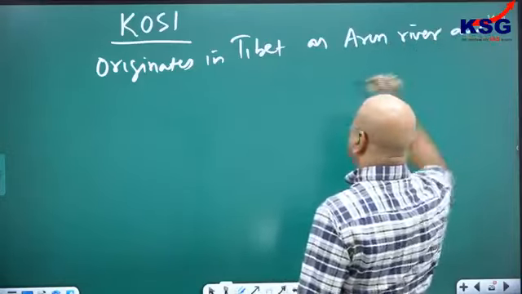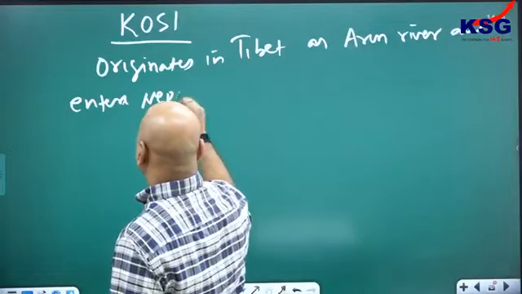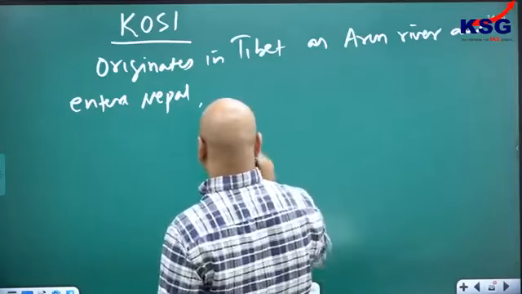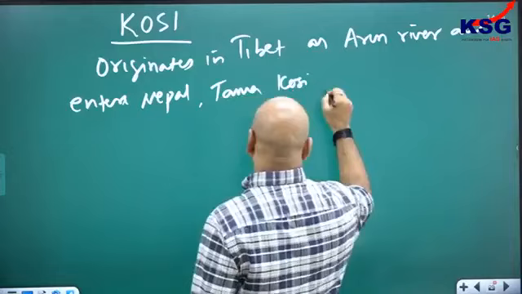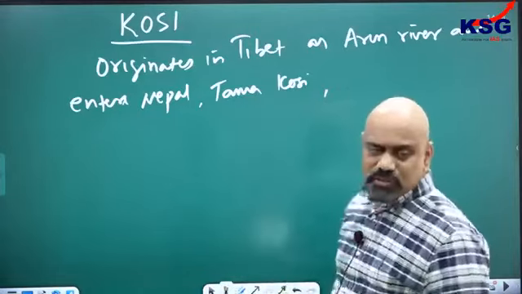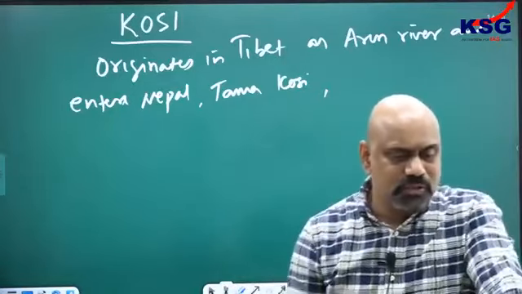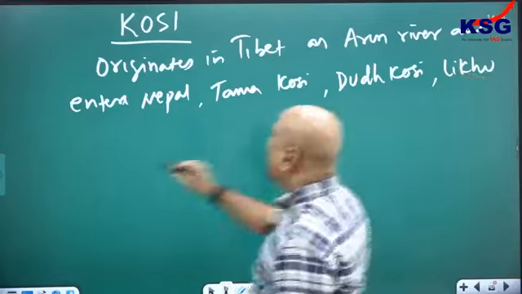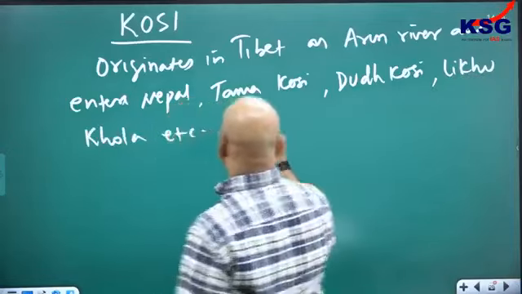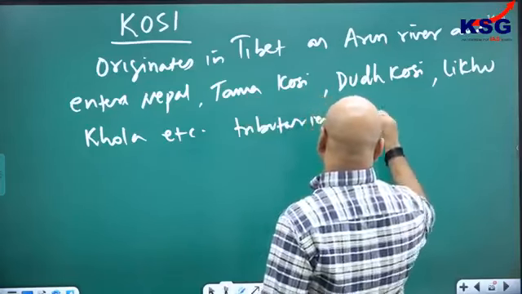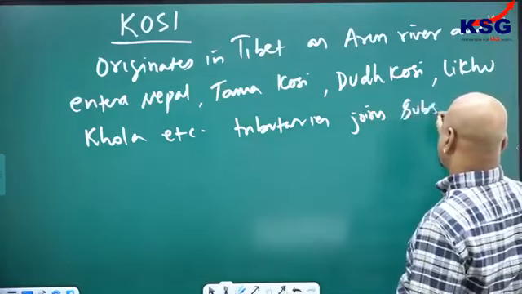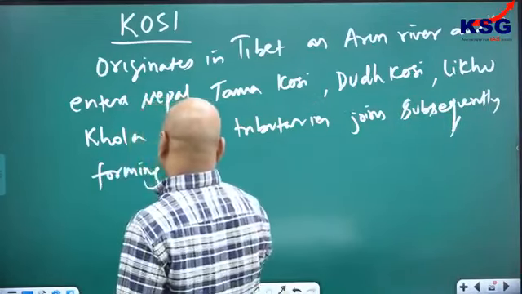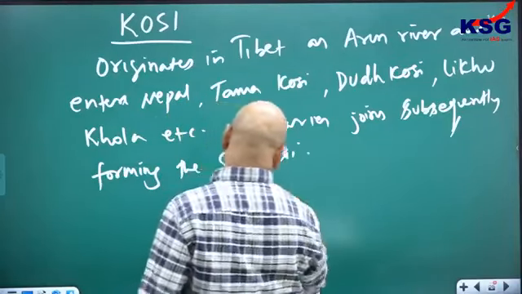and enters Nepal. You have Tamakoshi, you have Bhote Koshi, you have many rivers like Dudh Koshi, Likhu Khola, etc. Tributaries join subsequently, forming the Saptakoshi.